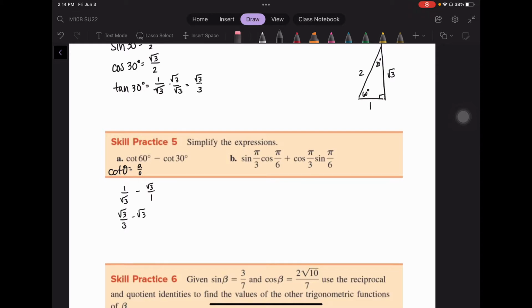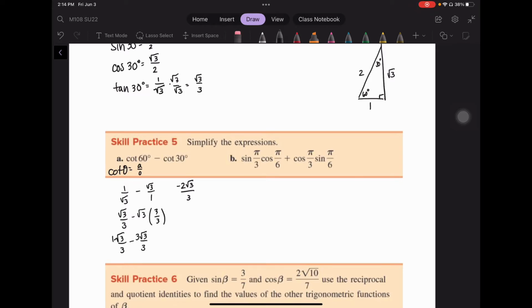Now I'm going to find a common denominator, so I'm going to multiply this second fraction by 3 over 3, which gives me root 3 over 3 minus 3 root 3 over 3. That's essentially 1 root 3 here. So I have 1 minus 3 is negative 2 root 3 over 3 for question A.